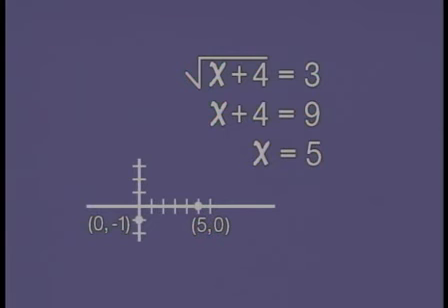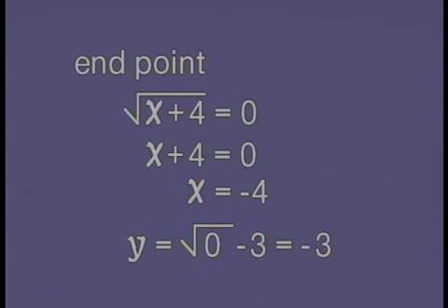That's just 2 points. We need a third point, and that third point is going to be our endpoint. Remember from the easel, we saw that what's inside the square root can be no less than 0. So in the next visual, we seek out the endpoint. We take what's inside the square root and set it equal to 0. And we solve for x and we get negative 4. We replace x in the original equation with negative 4, and we get y equals the square root of 0 minus 3. So when x is -4, y is -3. That is our endpoint. Or you might say the beginning point.